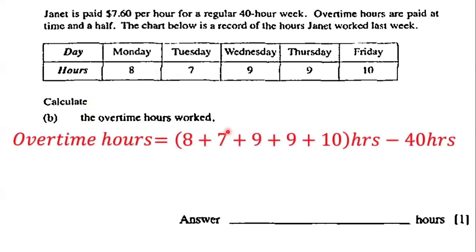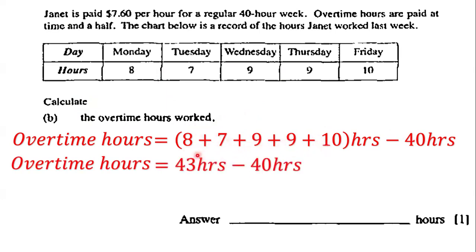So let's add them up. We have 8 plus 7 plus 9 plus 9 plus 10. And then when we add these together, we're going to subtract it from 40, because 40 is the regular amount of hours that she has to work in a regular work week. That's going to give us 43 hours. And so that means that for last week, she worked 43 hours.